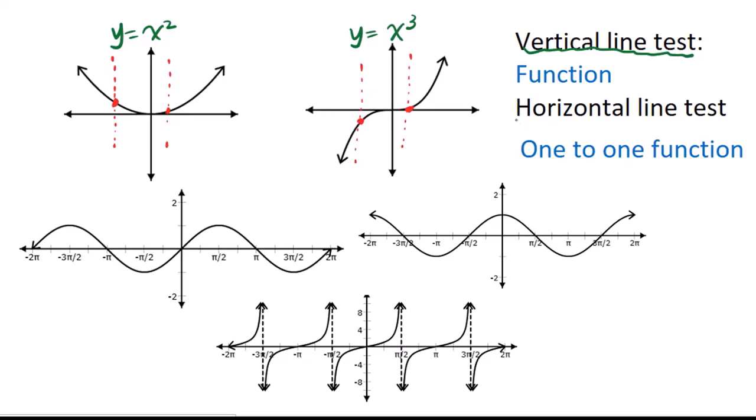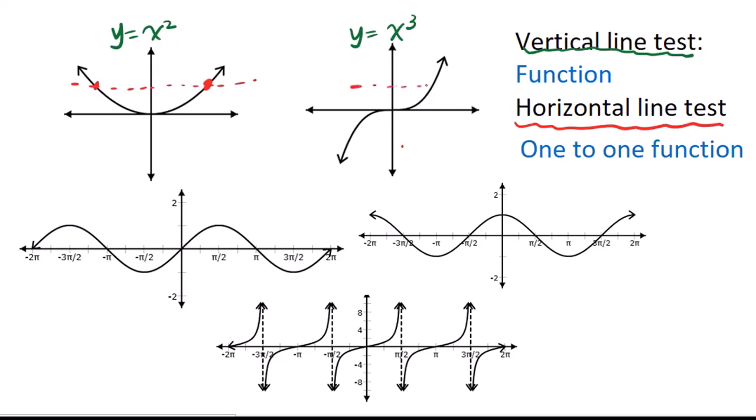We will use a horizontal line test to decide whether a function is a one-to-one function. We already know these two graphs are functions, but which one is a one-to-one function? Let's draw a horizontal line. For this horizontal line, I have two intersections. Then this is not a one-to-one function.